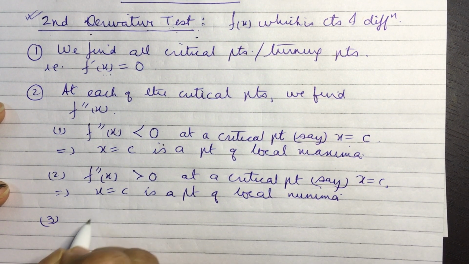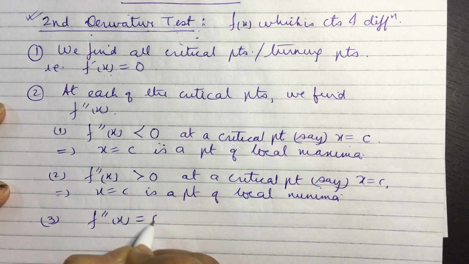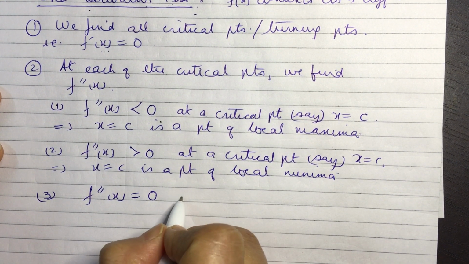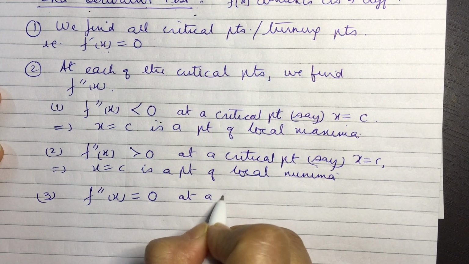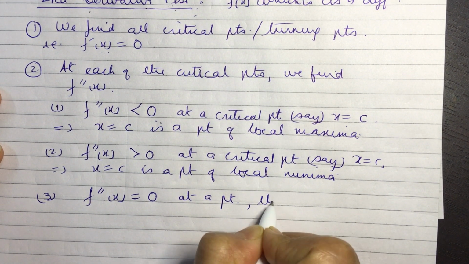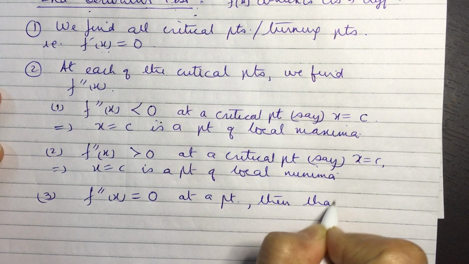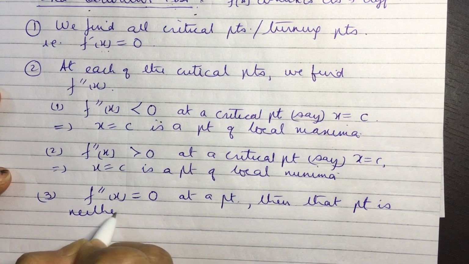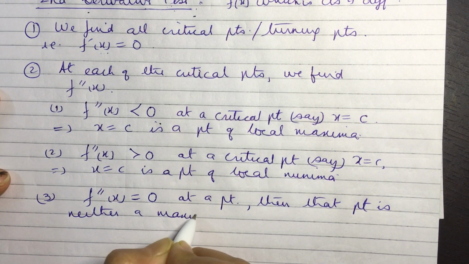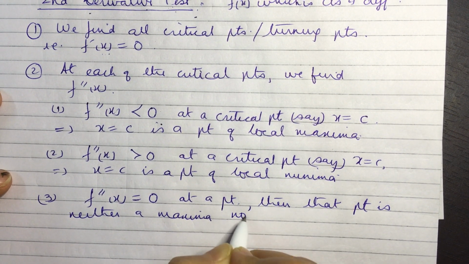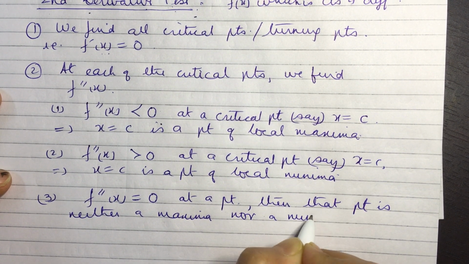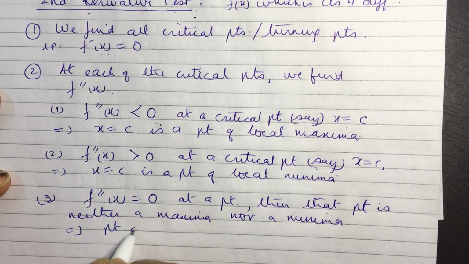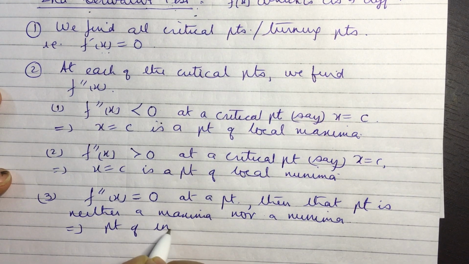However, if f double dash x is equal to 0 at a point, then that point is neither a maxima nor a minima, and we call it a point of inflection.